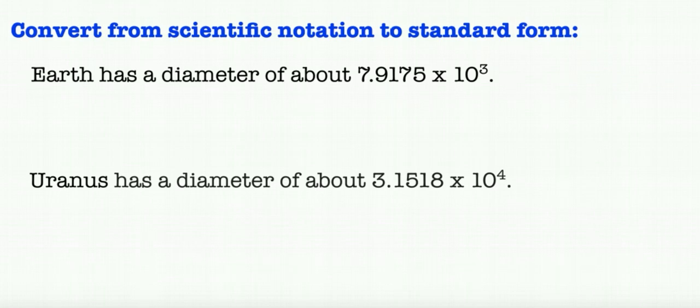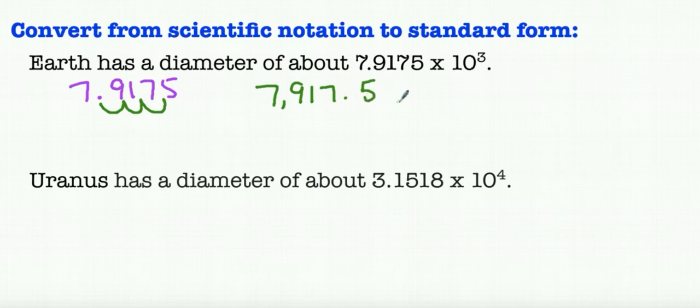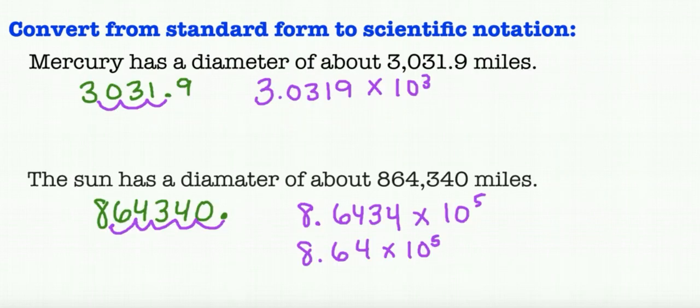And then lastly, we're going to convert again from scientific notation to standard form. So Earth has a diameter of about 7.9175 times 10 to the power of 3. First thing I'm going to do is write out our number. And then since it's to the power of 3, I'm going to move the decimal over 3 times. 1, 2, 3. And I have 7,917 and 5/10. And this should be miles.